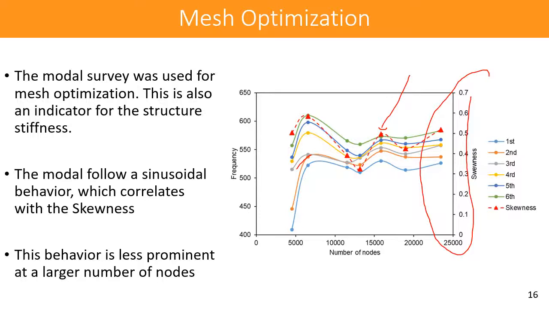After 15,000 nodes, you can see that there is not much variation. Even although the max changes, it doesn't affect that much. So I decided to go to 2.5 millimeter elements, as it was stated before.